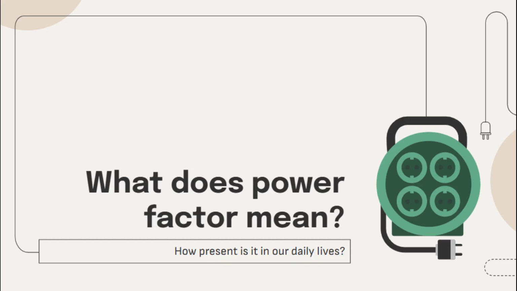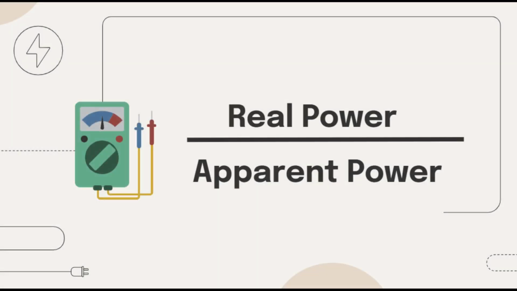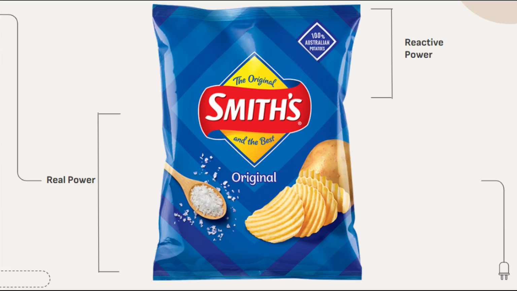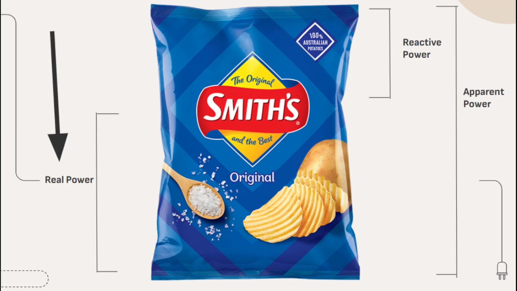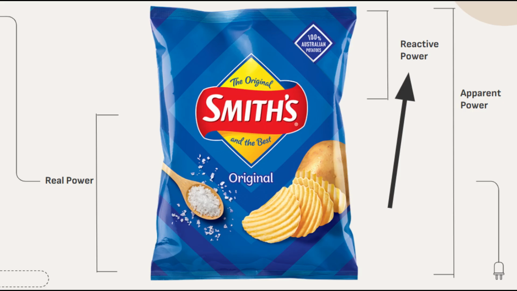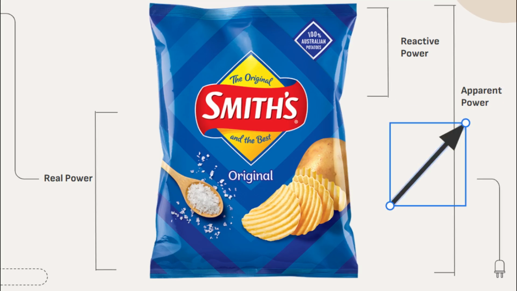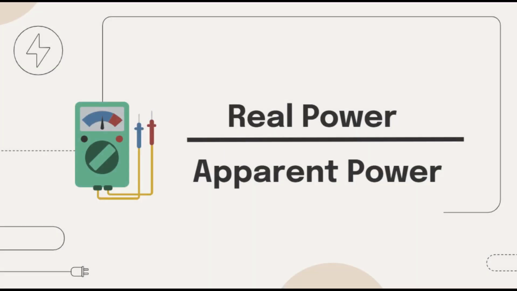So, what does a power factor mean? Power factor is the ratio of real power to apparent power. Real power is the actual chips, the part that does the work, the appliances that do useful work. Reactive power is the air in the bag. It doesn't do useful work, but it still takes up space in the system. Apparent power is the full bag, or the total power delivered. So, power factor is equal to real power over apparent power.